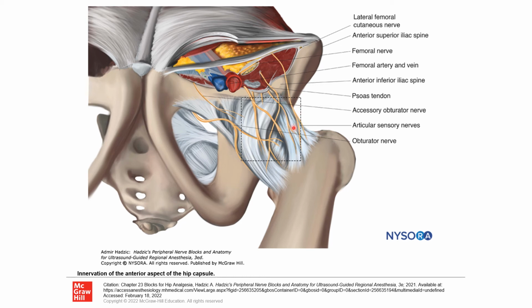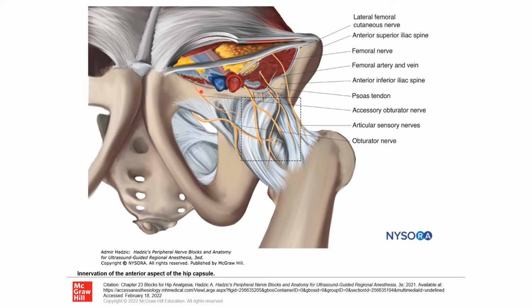hip capsule. The articular branches of the obturator nerve exit the pelvis through the obturator foramen, and they actually travel between the pectineus muscle and the obturator externus muscle that aren't shown here, and they innervate the inferior medial aspect of the hip capsule. The accessory obturator nerve, when present in about 10 to 50% of patients, travels deep to the psoas muscle and over the superior pubic ramus to supply the anteromedial aspect of the hip capsule. And the PENG block provides a pretty consistent block of the articular branches of the femoral nerve and the accessory obturator nerve.